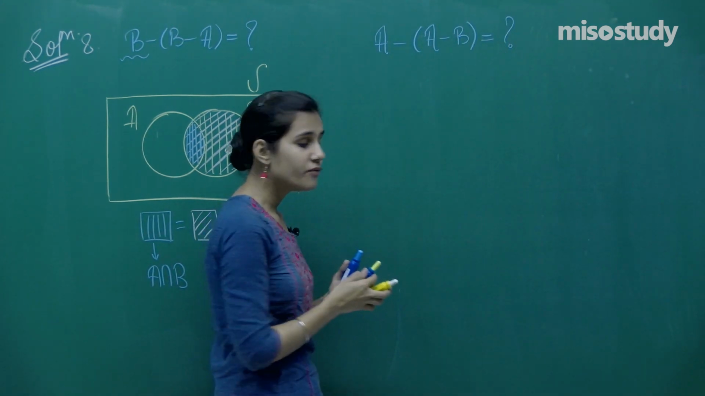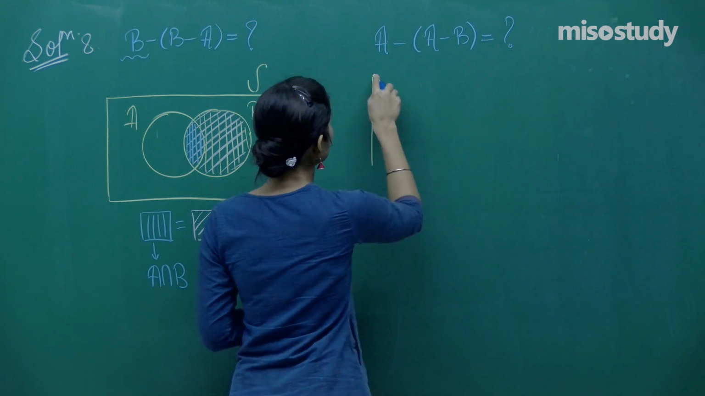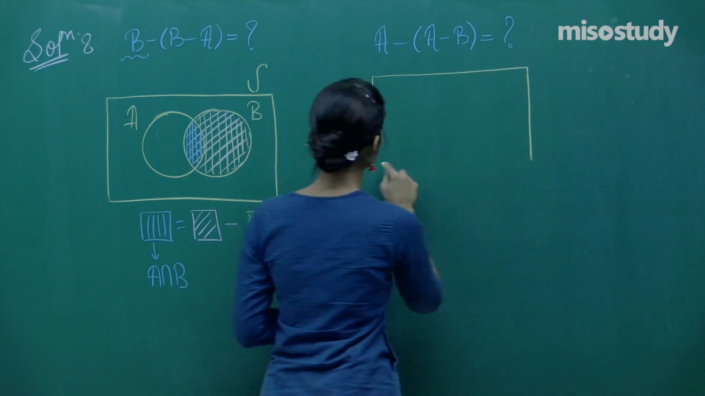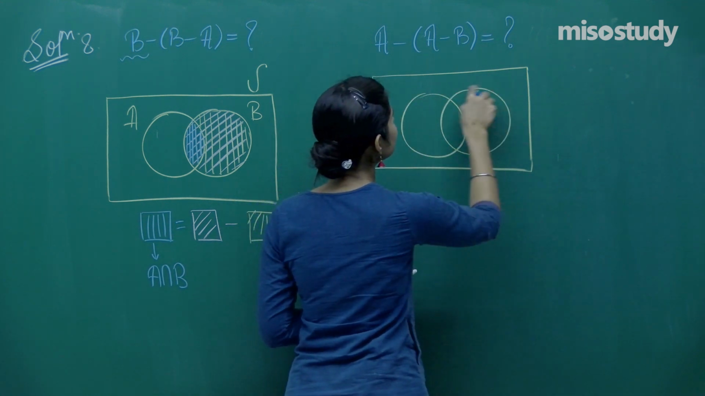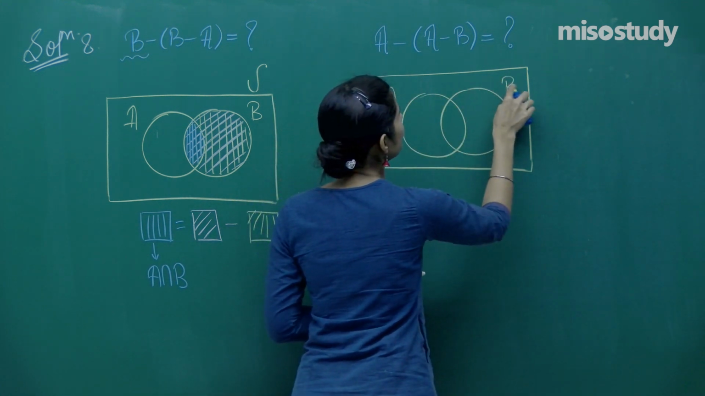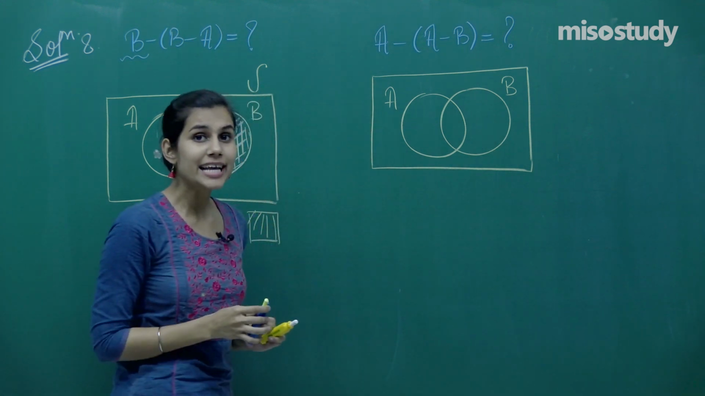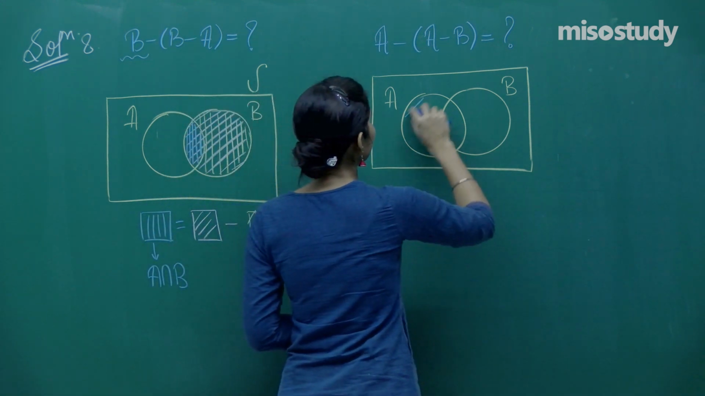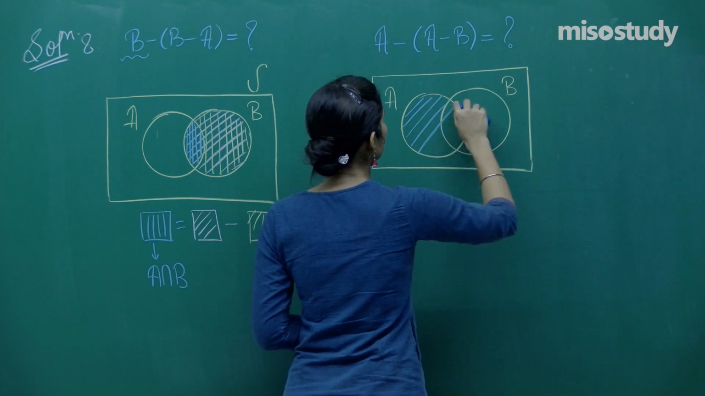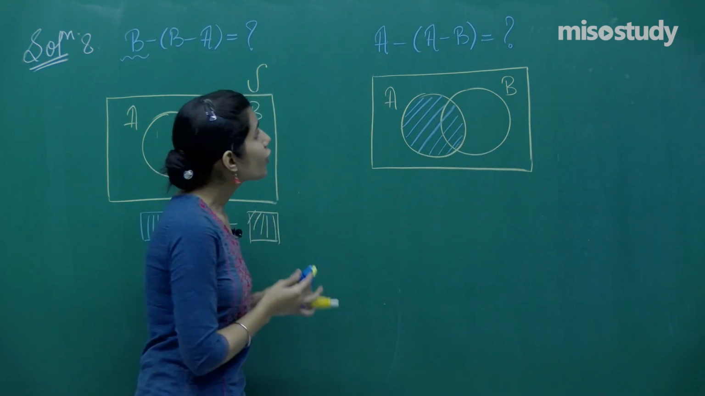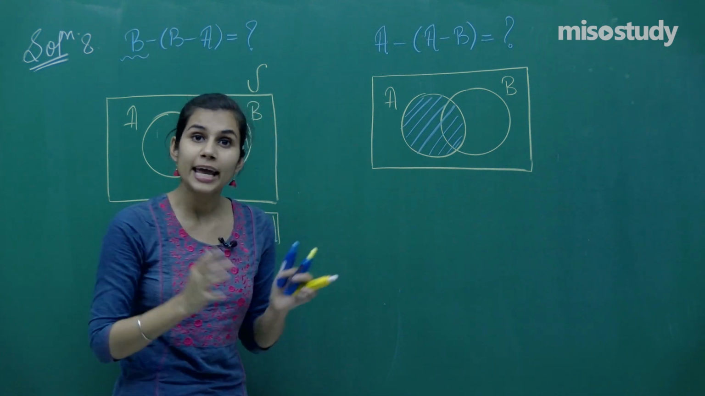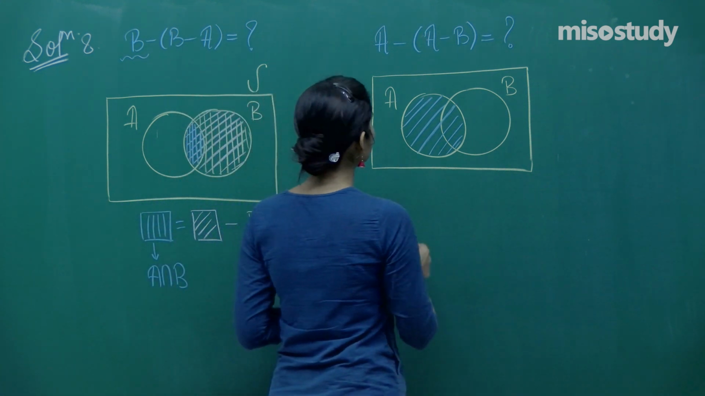Again, taking the help of Venn diagrams, I am given two distinct sets A and B. From the set A, let me shade A for you. This is my entire set A. From A, I have to remove A minus B. How do I remove A minus B?